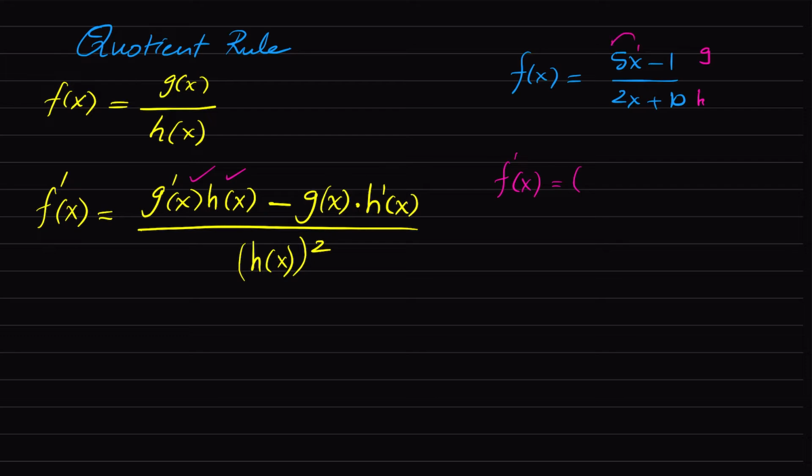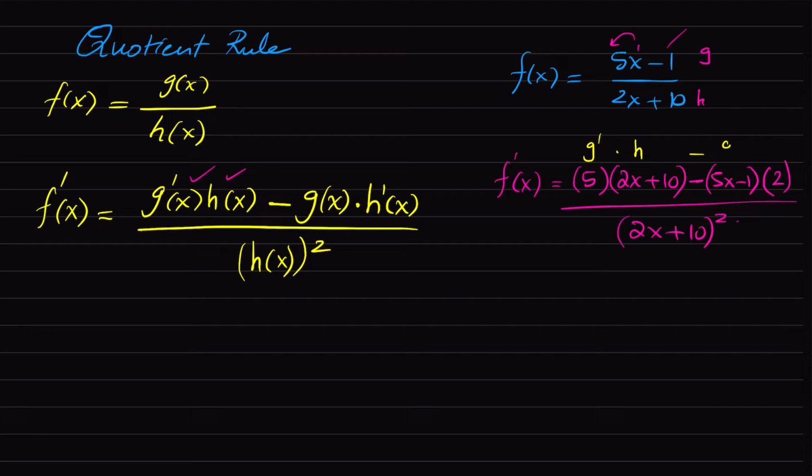The power is 1, we multiply, so 5 power x, 0 cancelled. Negative 1 is constant, multiplied by 2x plus 10, minus 5x minus 1 multiplied by the derivative of the denominator, 2x, it is 2, and the derivative of 10 is constant, over (2x plus 10), all of it squared. So this is g prime, this is h, minus this is g multiplied by h prime, over h squared.